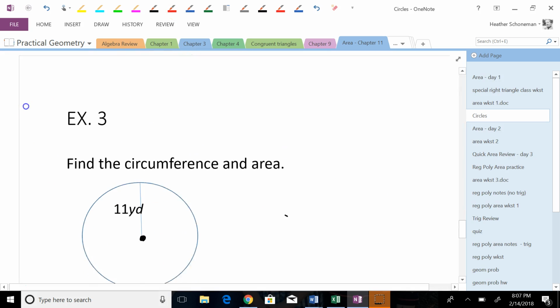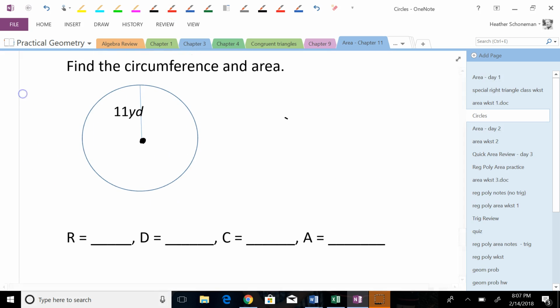All right, let's try one more. Example 3, giving you the radius is 11. So if the radius is 11 yards, and I knew it was a radius because it only went halfway across, this is the radius, then to get the diameter, I have to double it because the diameter goes all the way across, so that's 22 yards.